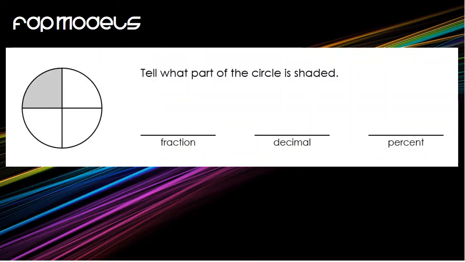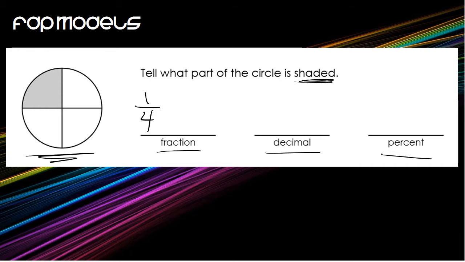So here we go. This is our first example here. What we're doing is you'll be given a model and you have to tell me the fraction, the decimal, and the percent of. It says tell what part of the circle is shaded is our keyword. So we know that our fraction is 1/4. So we have one part shaded out of 4 total pieces.